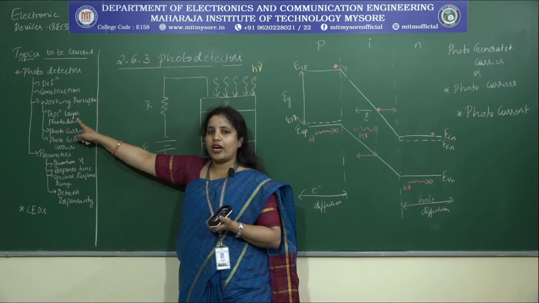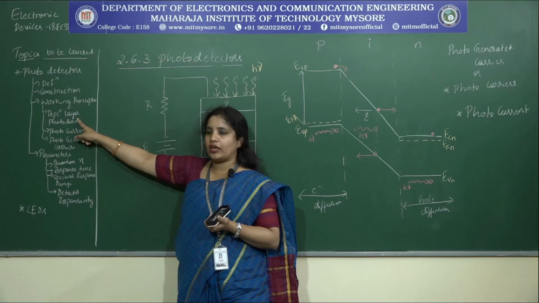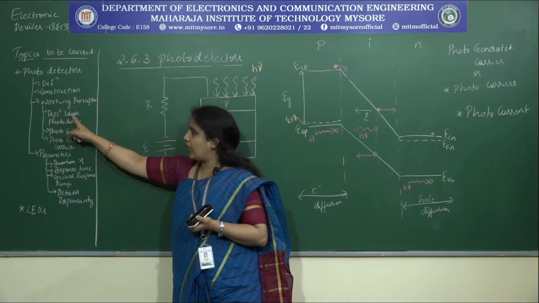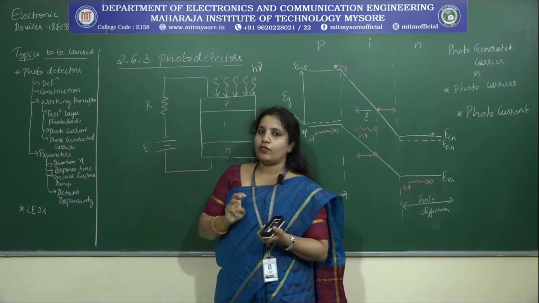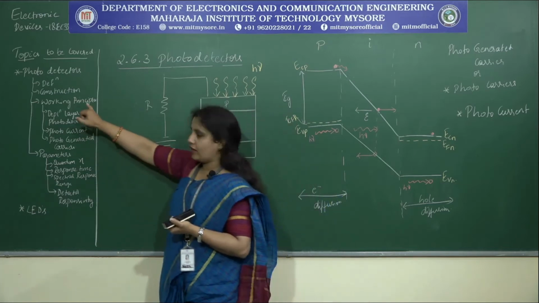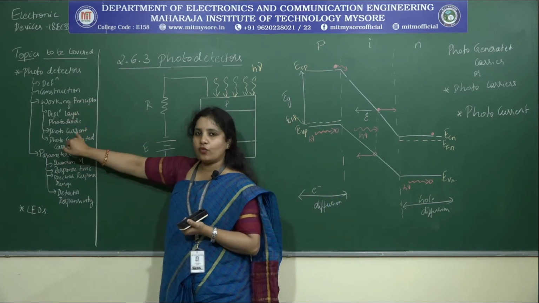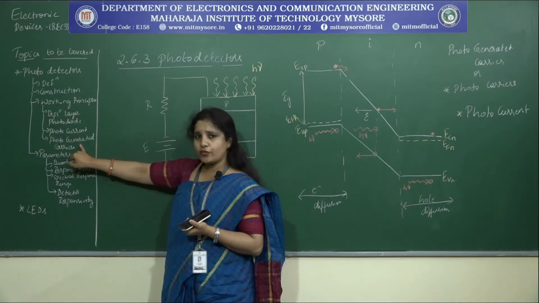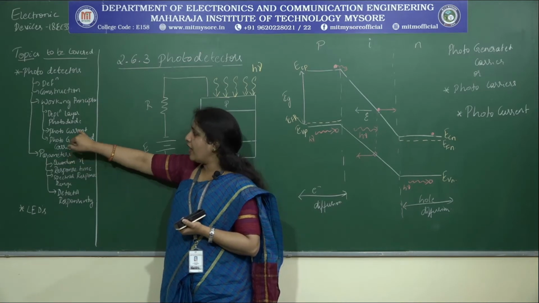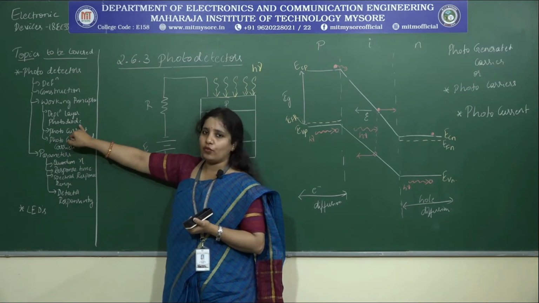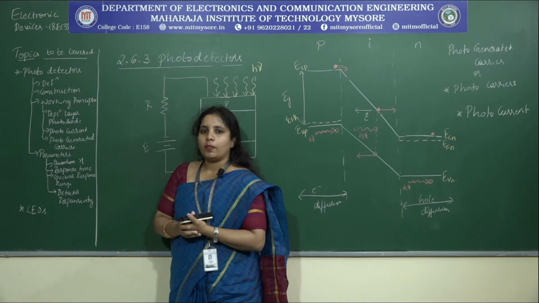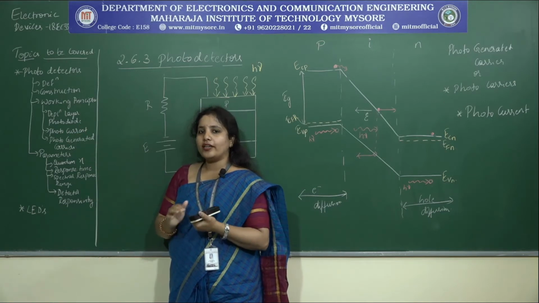Hence, we say such kind of a photodiode or a photodetector is a depletion layer photodiode. Therefore, the three keywords that you have to understand in the working principle are: what does photocurrent mean, what does photo generated carriers mean, and what does depletion layer photodiode mean. Done? Now, we are not yet completed.